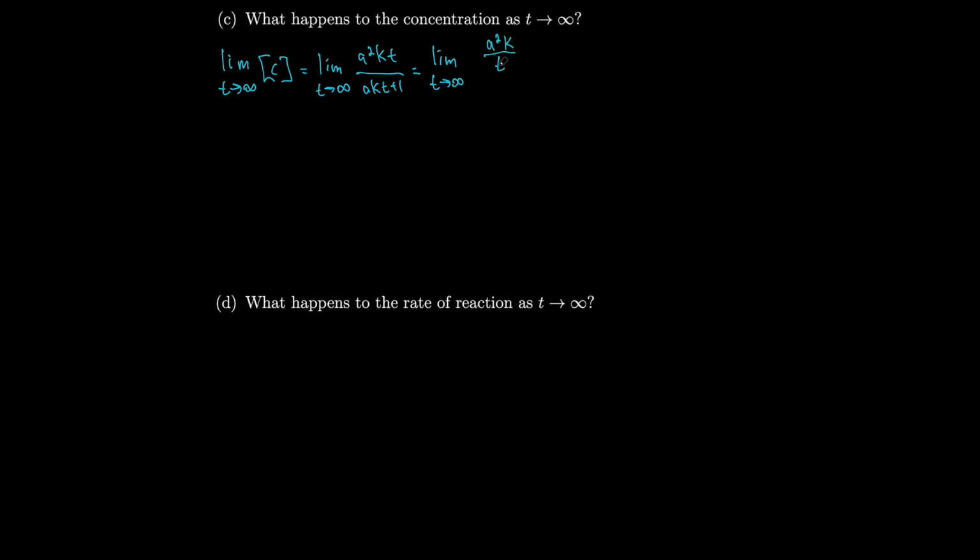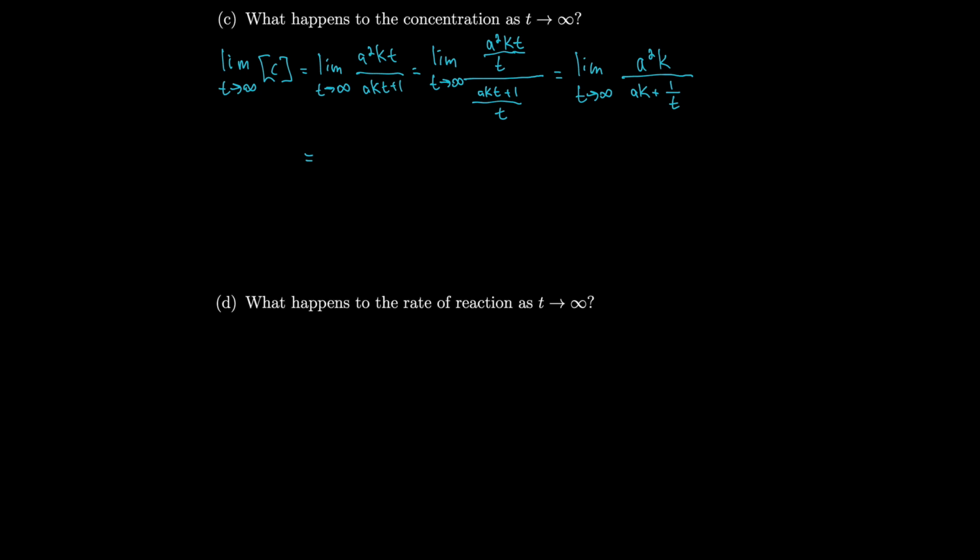So we get a squared kt over t, over (akt + 1) over t. Sorry, there's supposed to be a t over there. I was wondering how that's going to cancel. So that becomes the limit of a squared k over ak, as the t over t cancels. So we just have ak plus 1 over t.